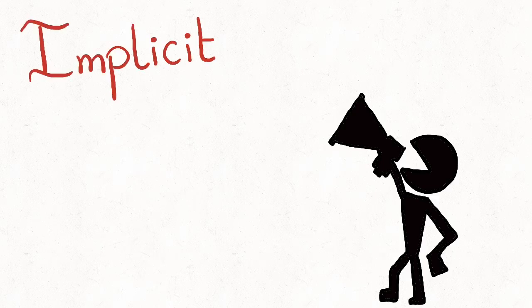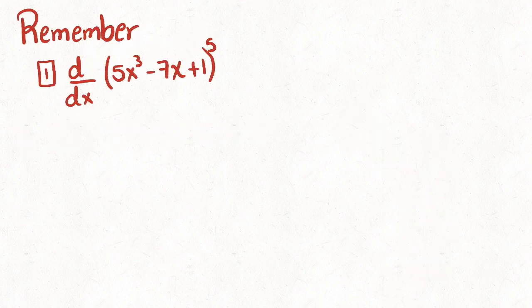Implicit differentiation. Let's start with the following example. d by dx for (5x cubed minus 7x plus 1) to the power 5.